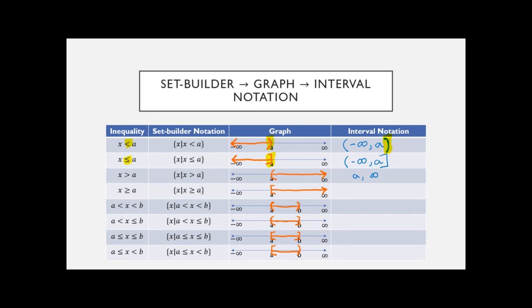So I'm going to have a first and then infinity. And then at a, it's a parenthesis because it's a greater than symbol. And then at the right, when we hit infinity, infinity always has a parenthesis. And notice, again, it faces towards where you're shading. So the left parenthesis faces to the right because we're shading to the right. The right parenthesis faces to the left because we're shading to the left.